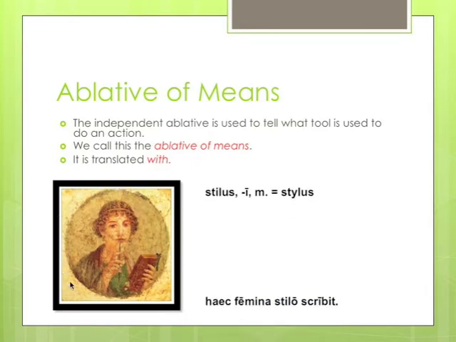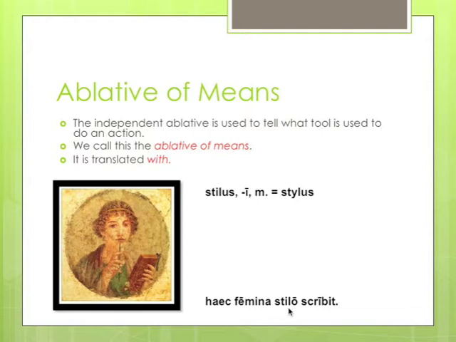Here is a woman who is writing with a stylus here, in her tabellae. You can maybe just barely see it. Remember the wax tablets that Romans used to write? So this is a stylus. In Latin, the word is stilus, stili, masculine. And we can say in Latin, haec femina stilo scribit, this woman is writing with a stylus. Stilo is in the ablative. It's from stilus, and it's translated with a stylus. This is the ablative of means.